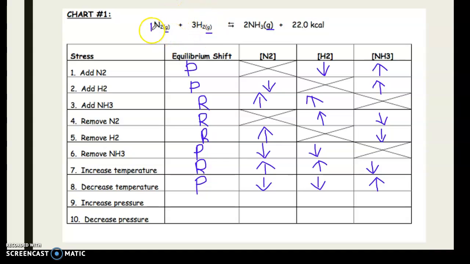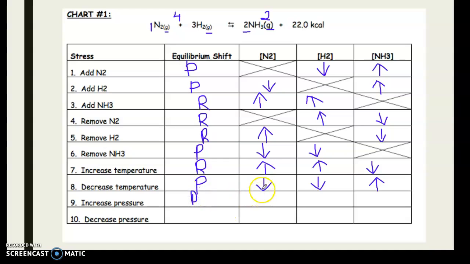So in total, the reactant side has 1 plus 3. So it has 4 moles total on the reactant side. And our product side, we only have 2 of NH3. So we have 2 moles in total for our product side. So if we increase pressure, we're going to go to the side with the least amount. So which one has the least? 4 moles or 2? 2, correct. So that means we're going to shift towards our product side.